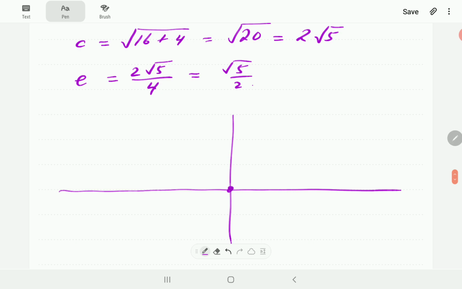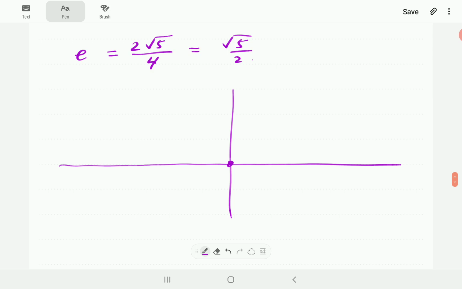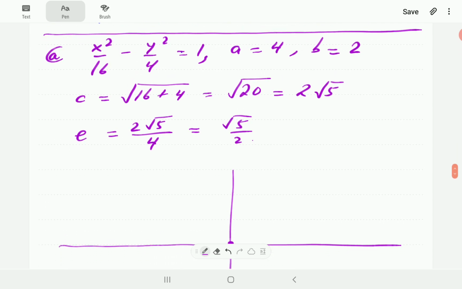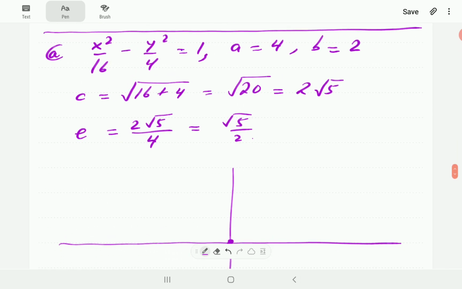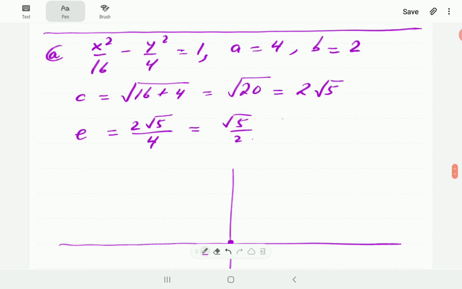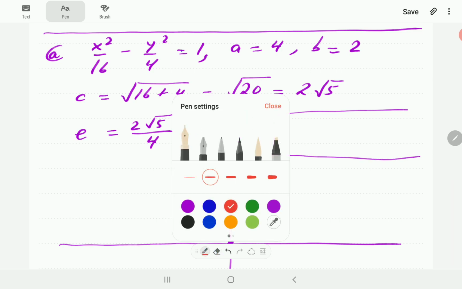Now we need to decide on whether the transverse axis is horizontal or vertical. Well, from this it's going to be horizontal, but just in case we were not sure, we can test this by doing the x and the y intercepts of this equation.